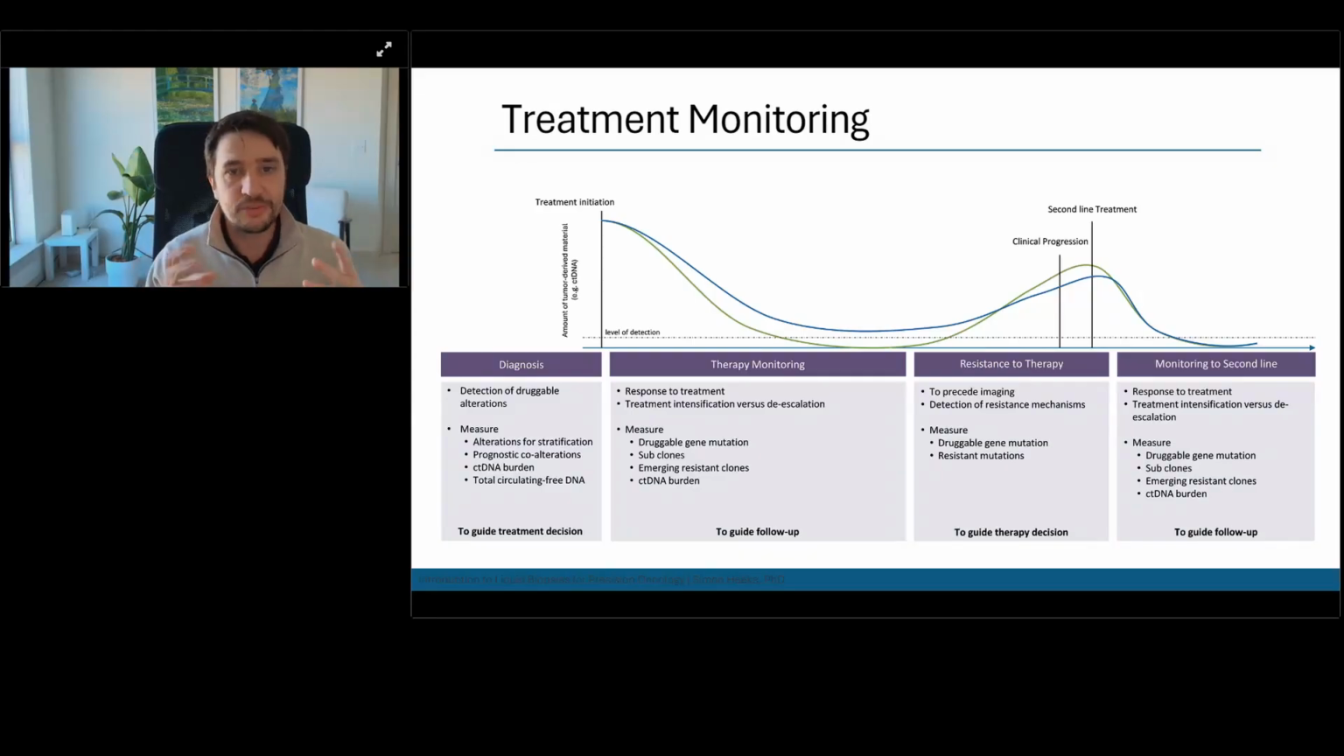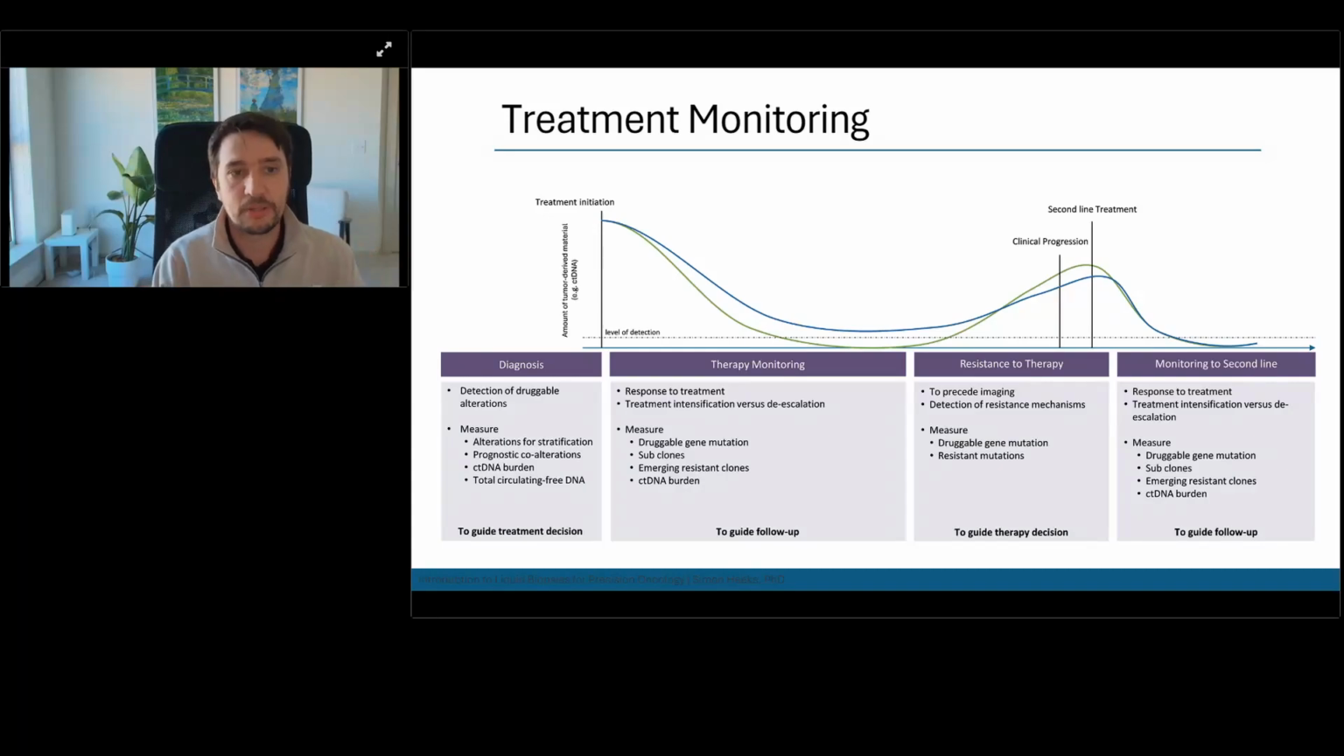But the important information is that treatment monitoring is also something that we can use in a metastatic setting. And it's really something that can help us to use liquid biopsy throughout the real course of treatment, from diagnosis to the treatment monitoring. We can use it to detect resistance to therapy and even continue to monitor it on the second line treatment.